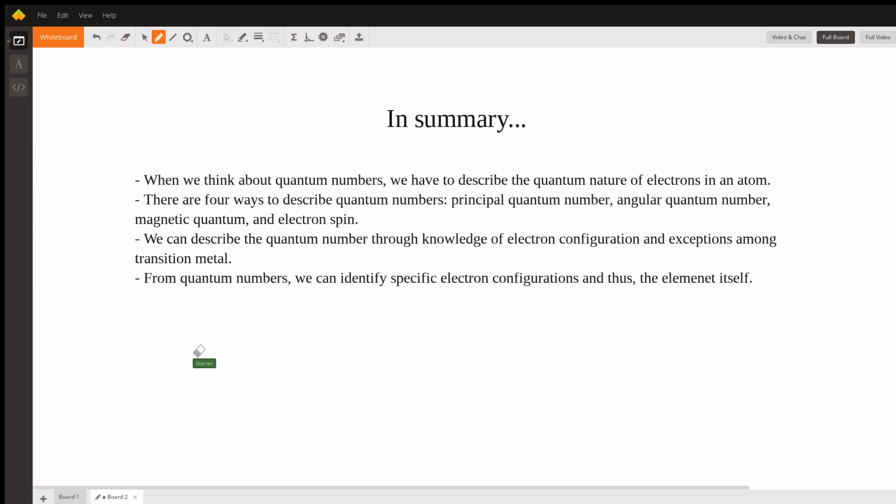So in summary, when we're thinking of quantum numbers, we have to describe the quantum nature of electrons in an atom. So we can do that in 4 different ways. We can use the principal quantum number n, the angular quantum number, which is l, the magnetic quantum number ml, and the electron spin number ms. So through knowledge of electron configurations, we can make our lives easier in terms of describing certain orbitals.